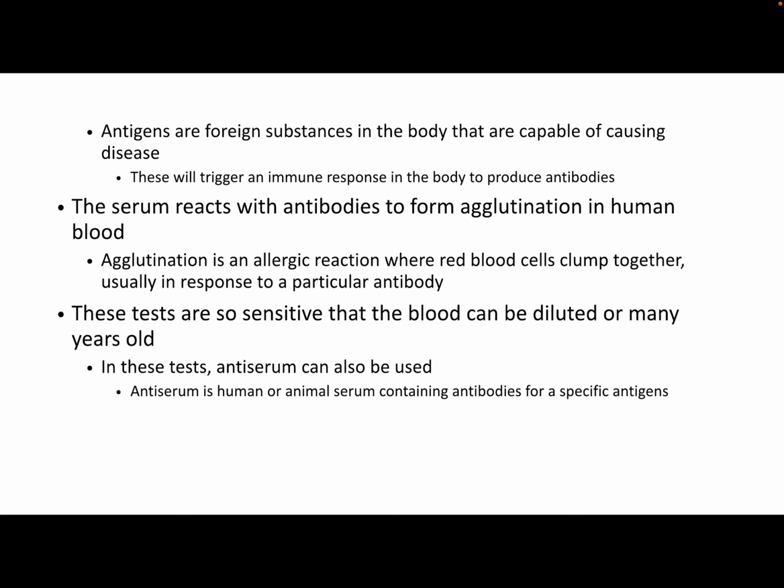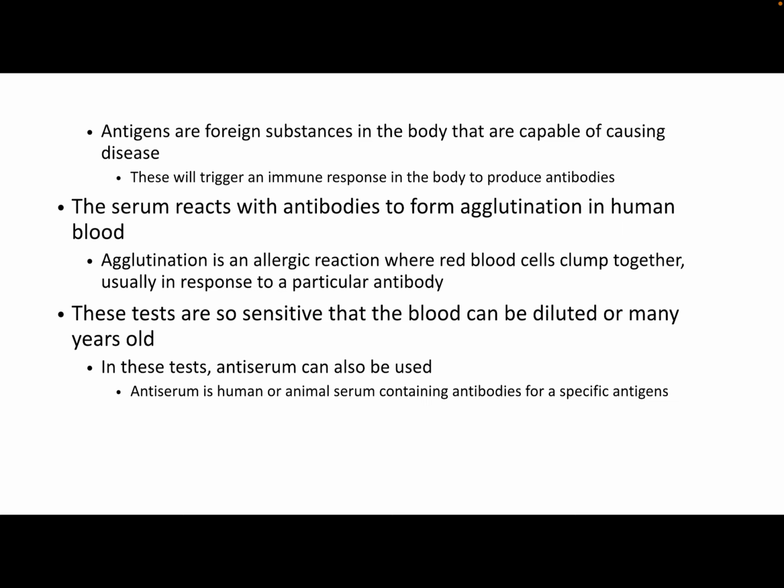The serum reacts with the antibodies to form agglutination whenever it comes in contact with human blood. And agglutination is an allergic reaction where red blood cells will clump together in response to certain antibodies. So anything that is not supposed to be in the body, the antibodies try to react and surround it for it to be filtered out of your body. But this can also happen if someone is not given the correct blood type. It can cause that immune response, and it can cause clotting and things like that.